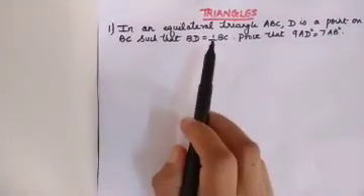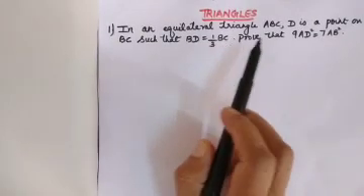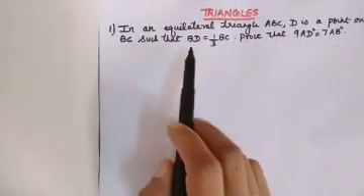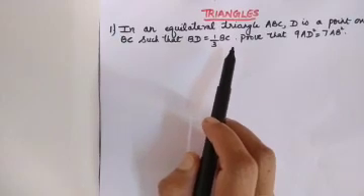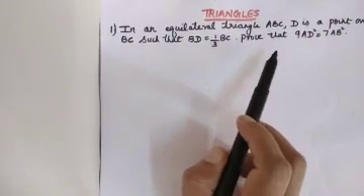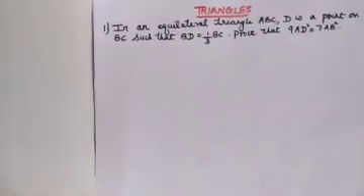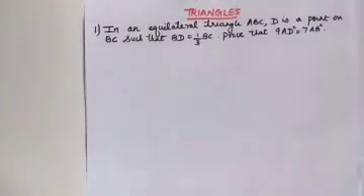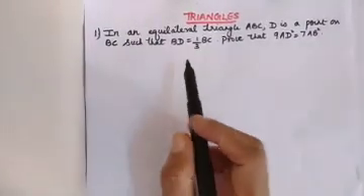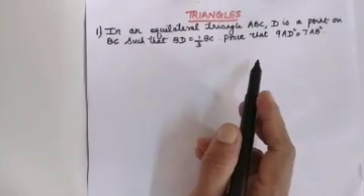Triangles. In an equilateral triangle ABC, D is a point on BC such that BD is equal to 1 by 3 BC. Prove that 9AD squared is equal to 7AB squared. So first, you have to read the question and draw the figure.